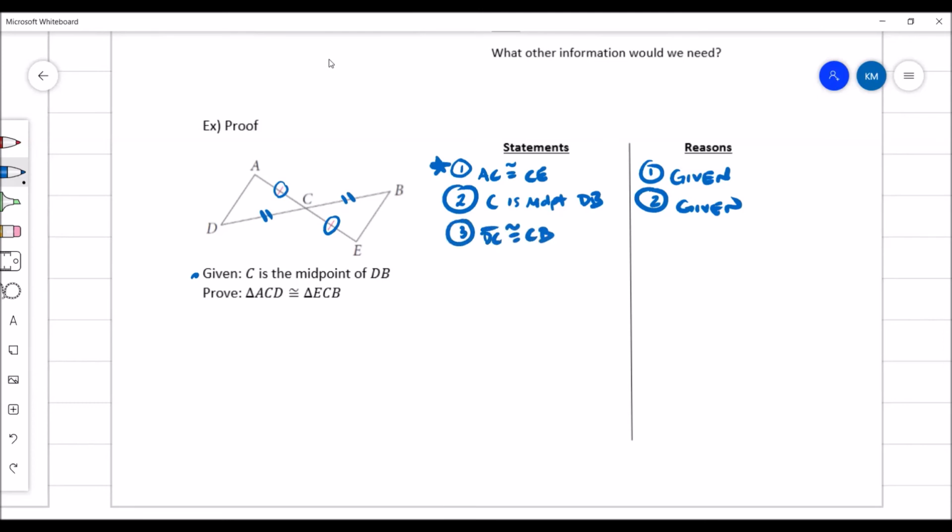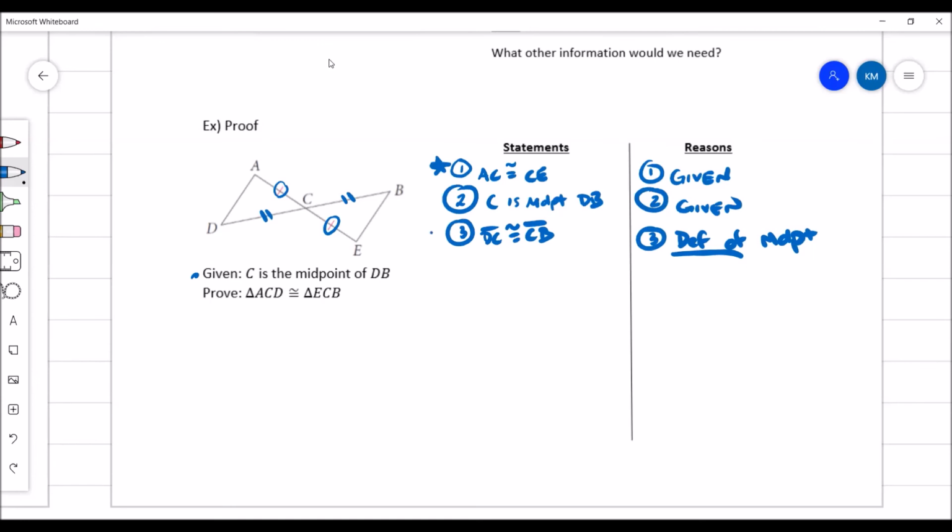Now, why would I be able to say that? Well, C is in the middle. And so by definition, a midpoint cuts a segment in half. And so when I explain that, I'm going to say definition of midpoint. And you'll see definition of a lot with our proofs because basically, that's what a midpoint does. If C is the midpoint of DB, then DC is congruent to CB because that's what a midpoint does. But instead of writing that, it's definition of midpoint.